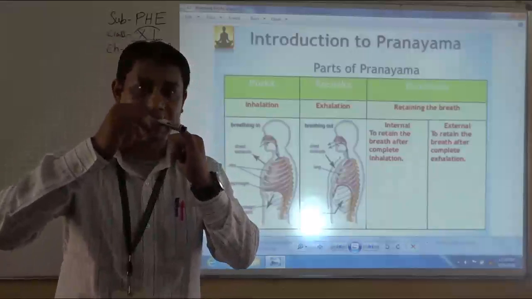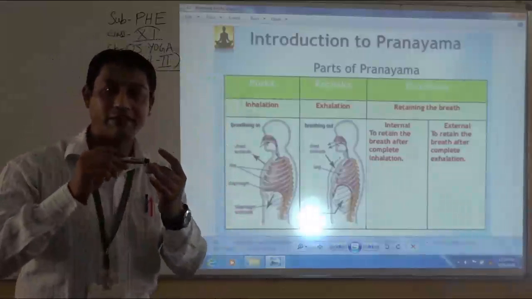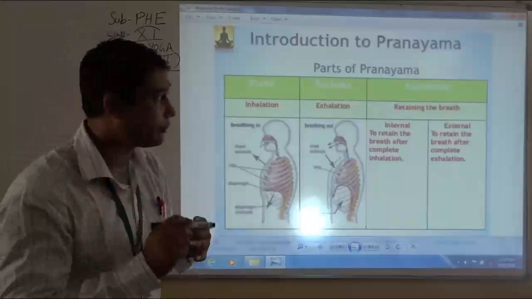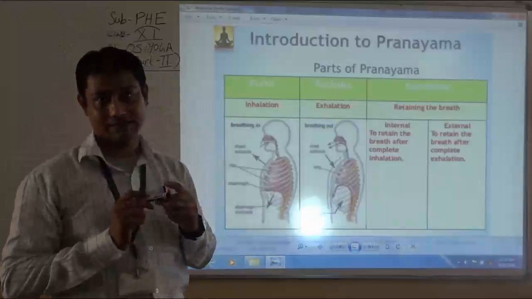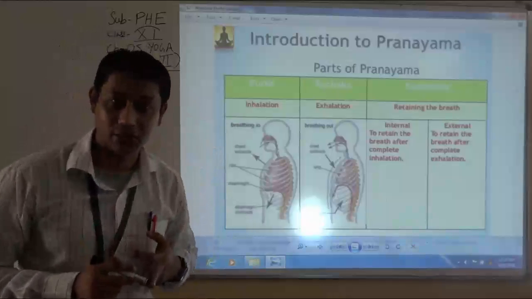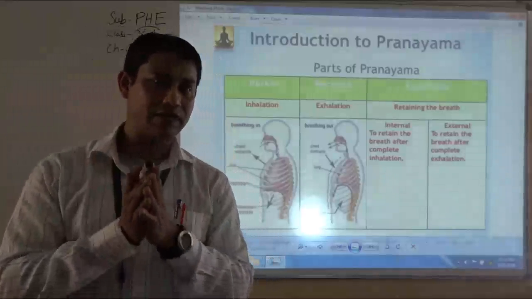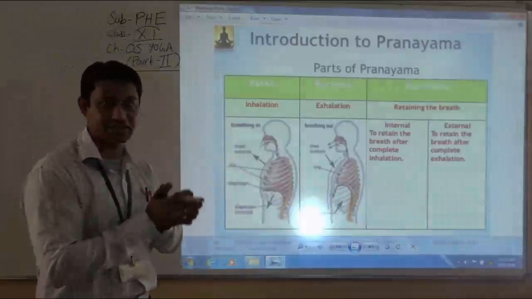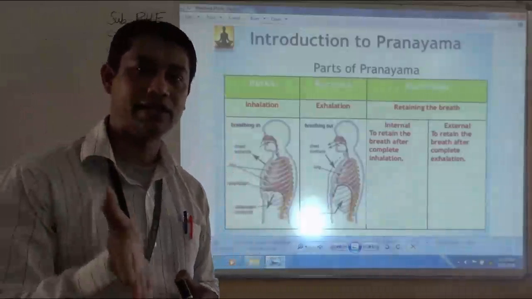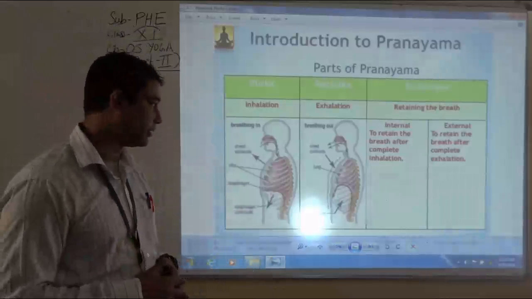Inhalation is known as puraka. The second one is retaining of breath. Retaining of breath means kumbhaka. And the third one is exhalation. Exhalation is known as rechaka. Okay, I hope students you will remember these three Sanskrit terms. And try to write both English terms as well as Sanskrit terms if asked in the question paper.